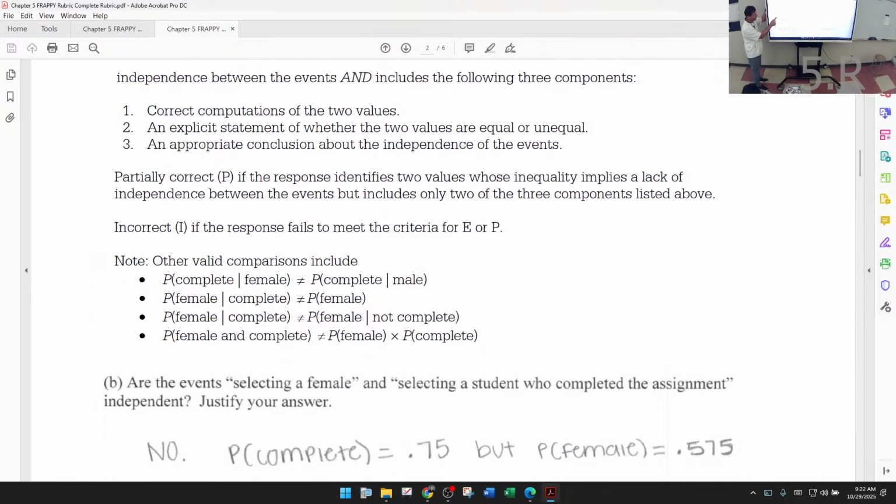Okay, note, other valid comparisons include the probability of complete given they're male, probability of complete given that they're female. I said that backwards. Probability of female given complete, probability of female given not complete. Probability of female and complete is equal to the probability of female times the probability of complete. We didn't talk about that one. Students yesterday, after working on some of the homework, decided they liked this also.